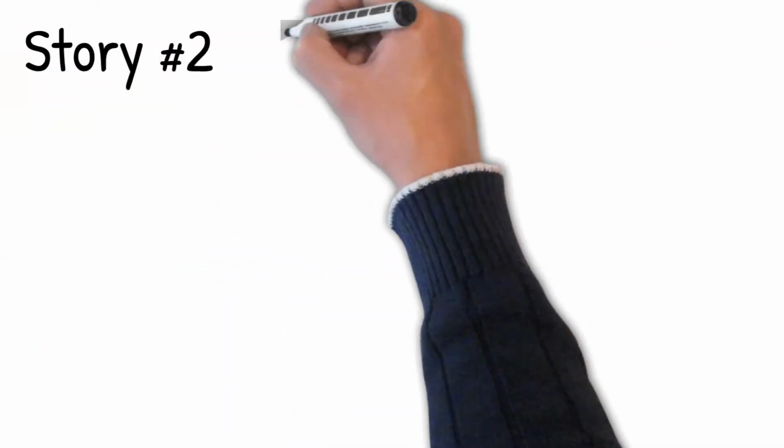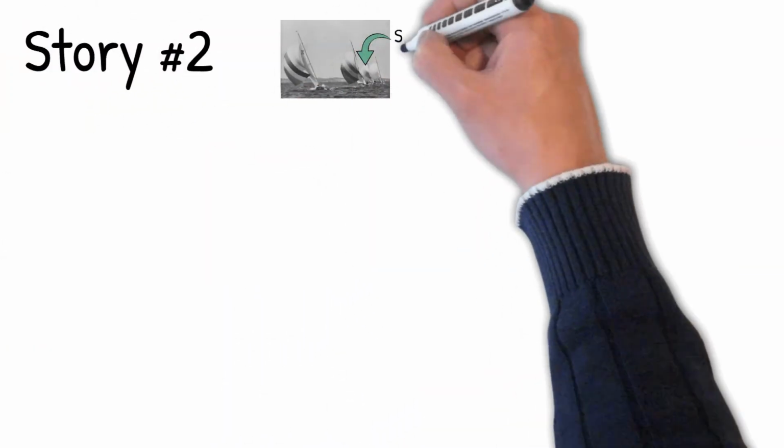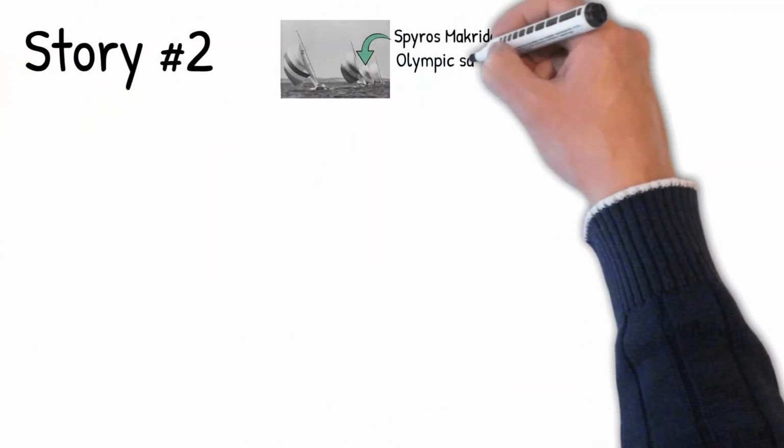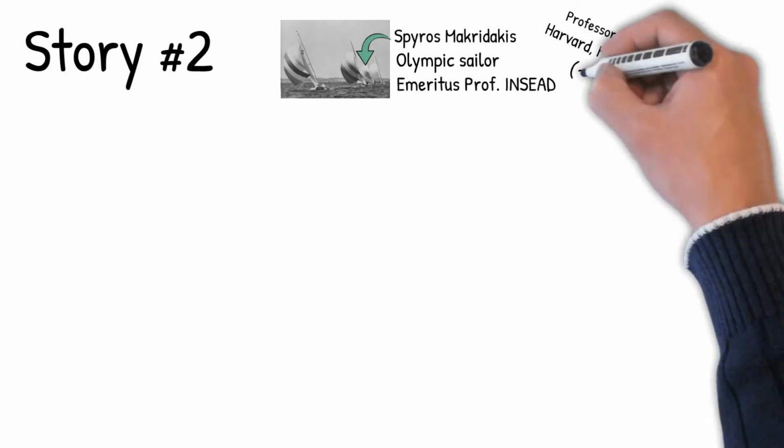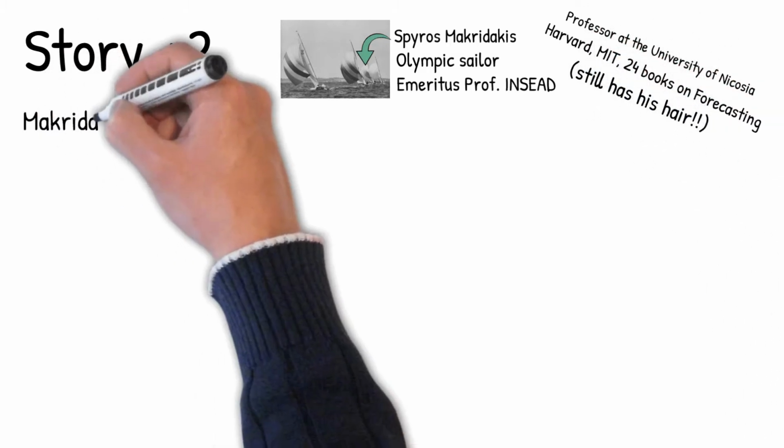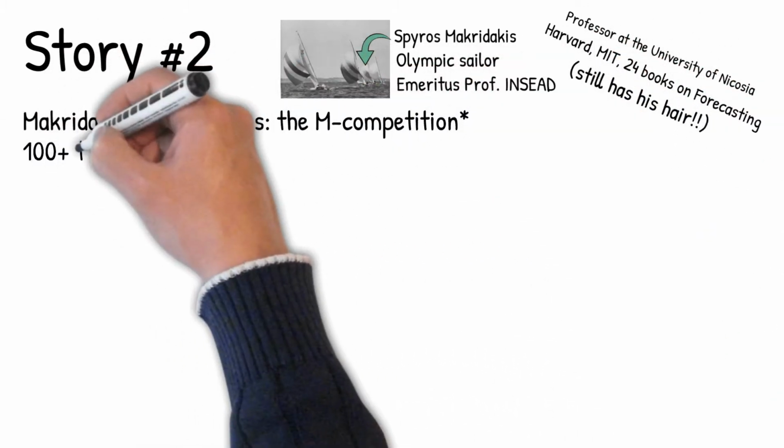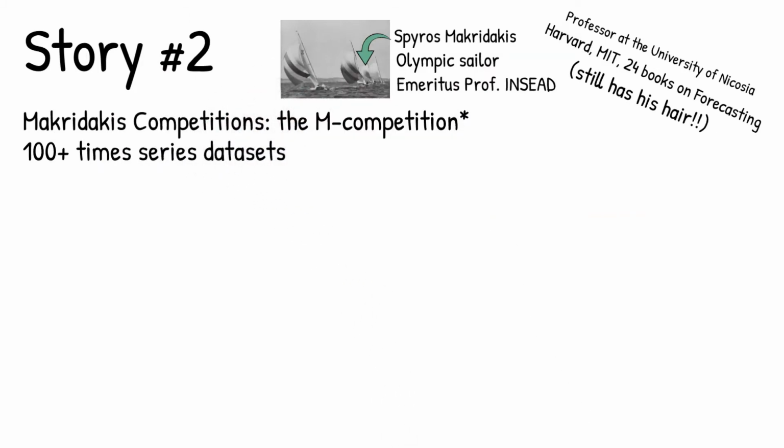My next story involves Spyros Makridakis, basically the person who invented the field of forecasting. Spyros has published a number of articles on methodologies to forecast data, and he created the M competition, where he sends out hundreds of time series datasets to different researchers and asks them to compete. Who can come up with the best forecasting model?